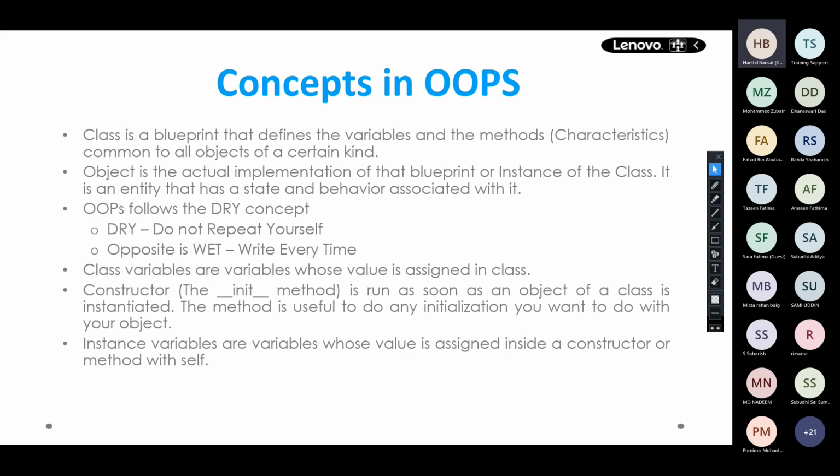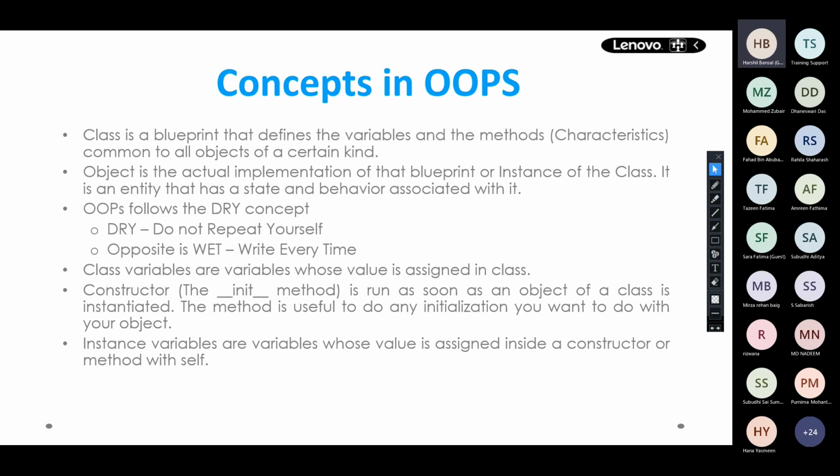Suppose I'm creating a building out of a blueprint, then that building will be called an object, and that blueprint will be called a class. Or suppose I'm creating a car. For the car, we will first design it completely. Once the design is complete, that is your class part. There can be multiple objects of that class: car number 1, car number 2, car number 3. All of them are objects of the same class.